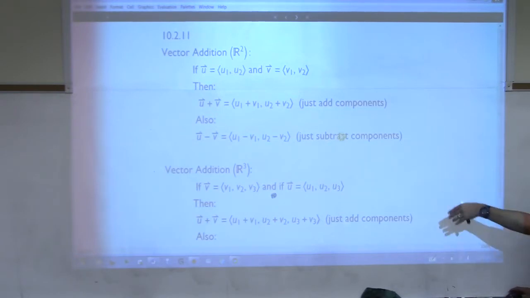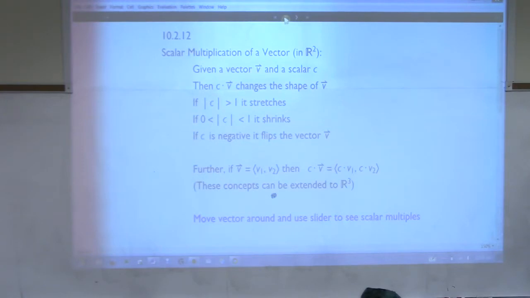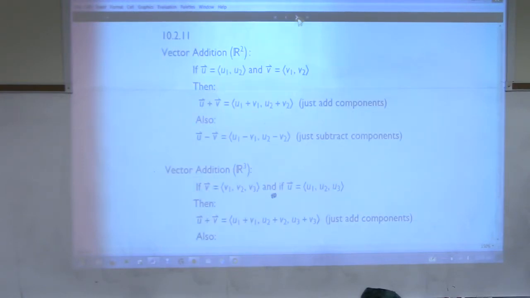All right, same thing with R3. Let's just do an example. Maybe not. I thought I had an example here. I don't. I think it's coming.